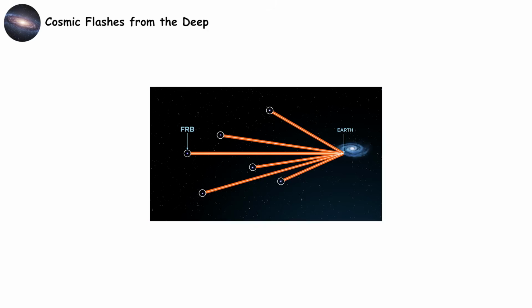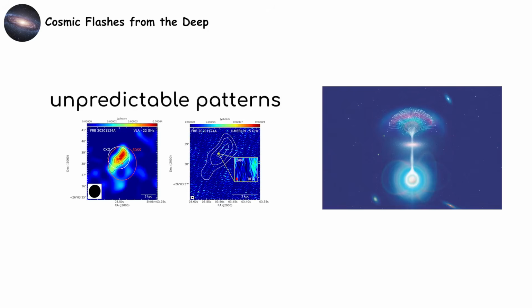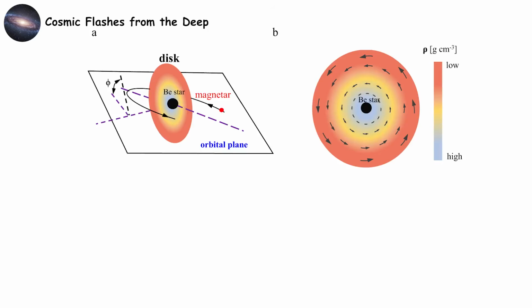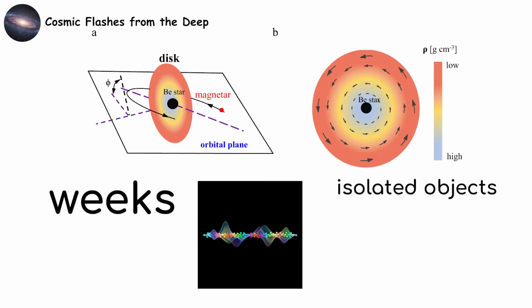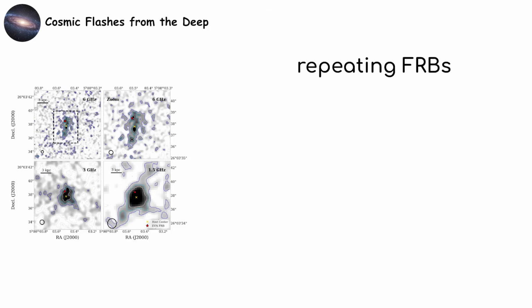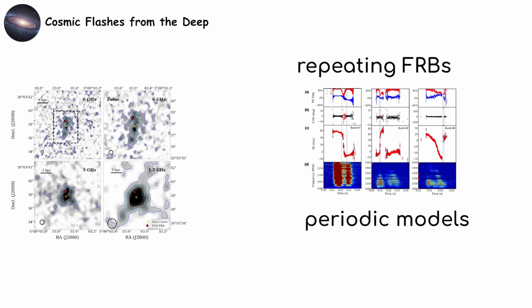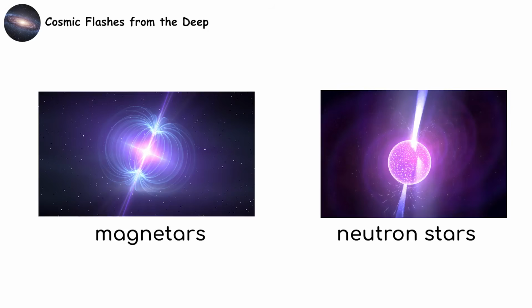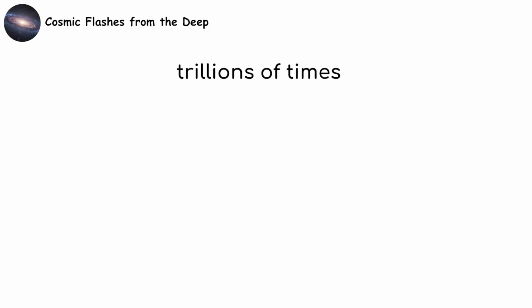Most FRBs appear once and never repeat, but some sources flare up again and again in unpredictable patterns. One repeating burst, called FRB 20201124A, showed rapid changes in its magnetic environment and polarization over the course of just weeks. That's hard to explain if the source is a simple, isolated object like a magnetar. Statistical studies of repeating FRBs also show that the timing doesn't fit neat periodic models, which complicates theories that rely on rotating neutron stars.